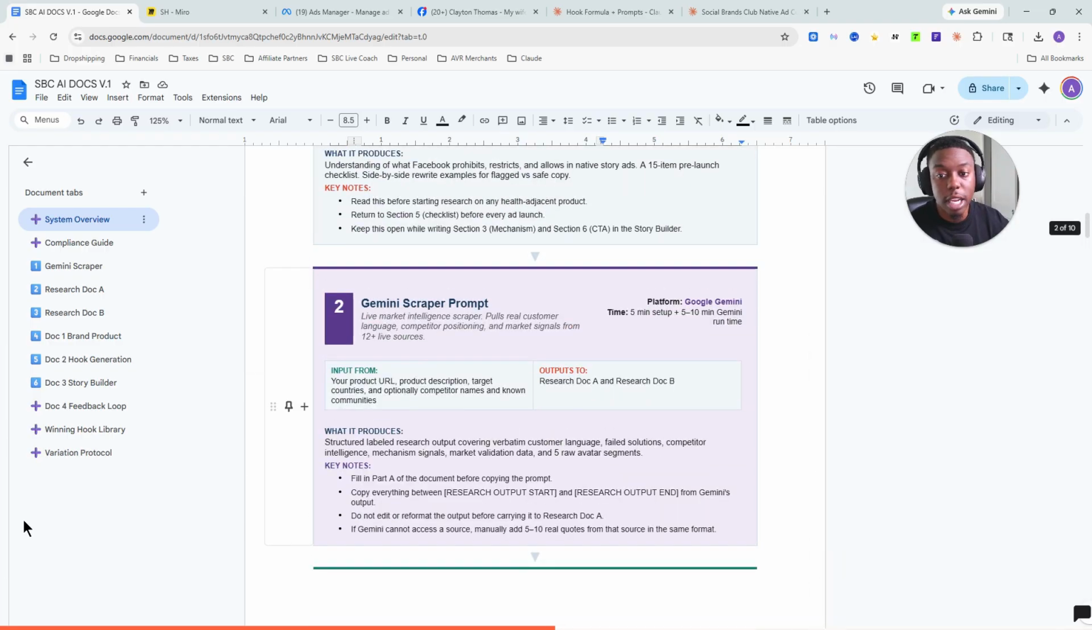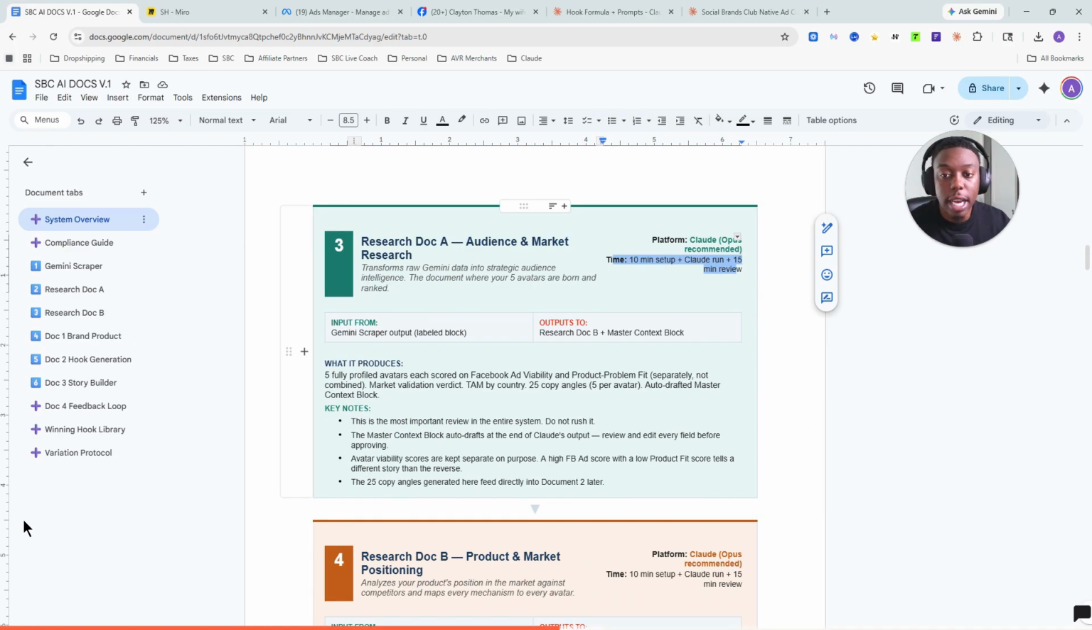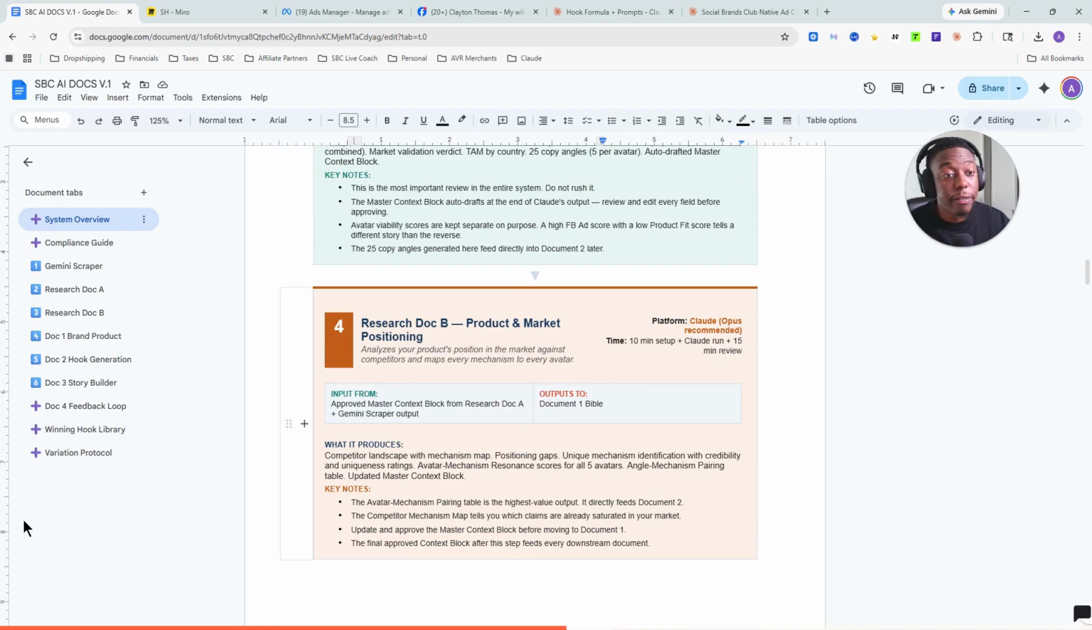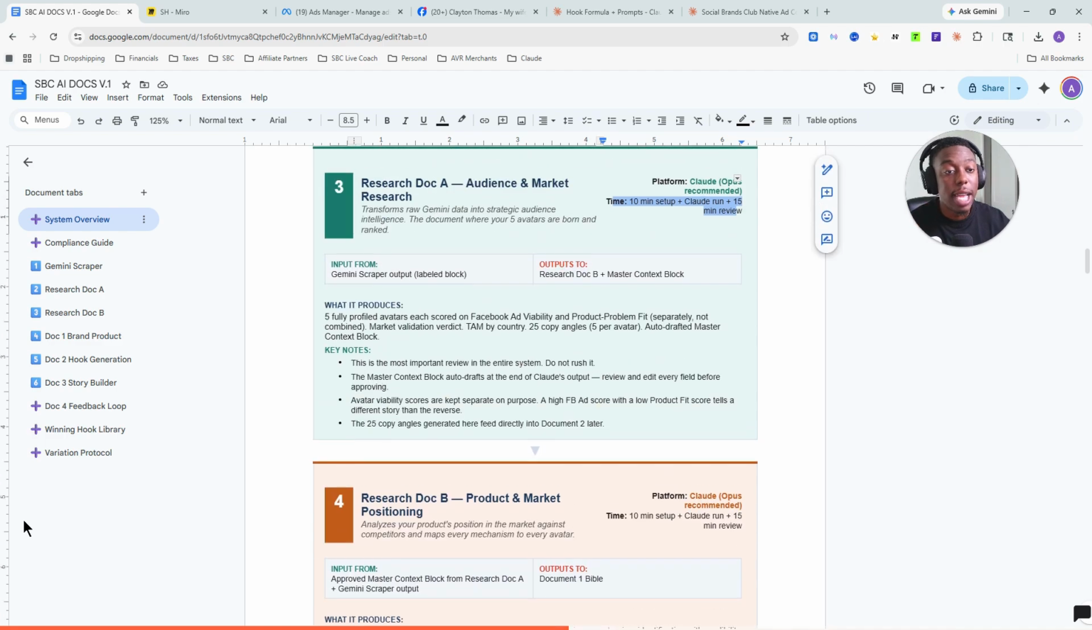You have your Google Gemini scraper document, which just surveys the entire landscape in the field as a whole. And then this is your second document, which will be research document A, which creates your avatars and allows you to deeply understand your markets. Research document B is going to be focused on aligning the avatars you just generated and the product that you sell, and having them come together.